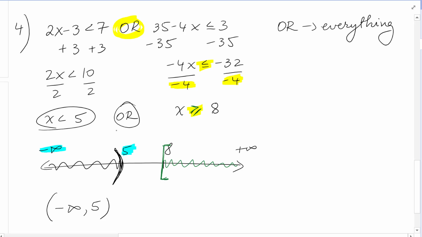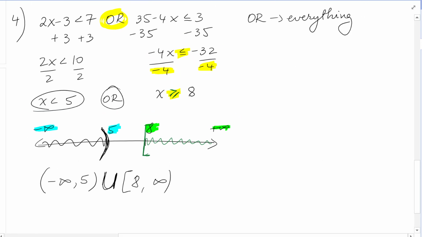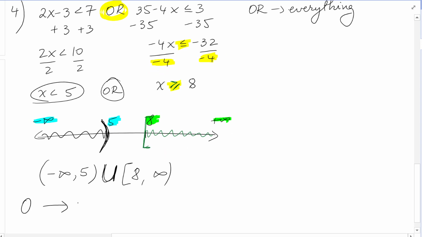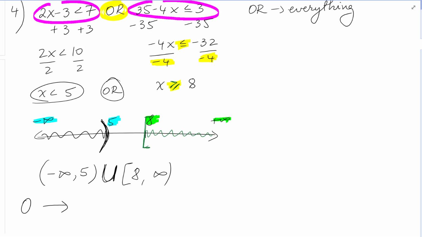Instead of the word or, I'm going to use this union sign that we talked about in a previous video. And then the other endpoints of the interval are 8 to infinity. So if I pick a number from this interval, for example 0, and I replace 0 in the two inequalities, I get 0 minus 3, that's negative 3, is less than 7. That's true.